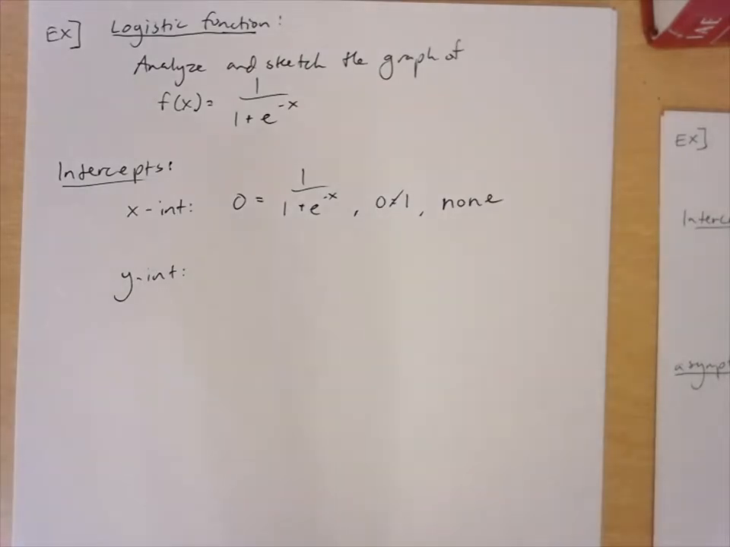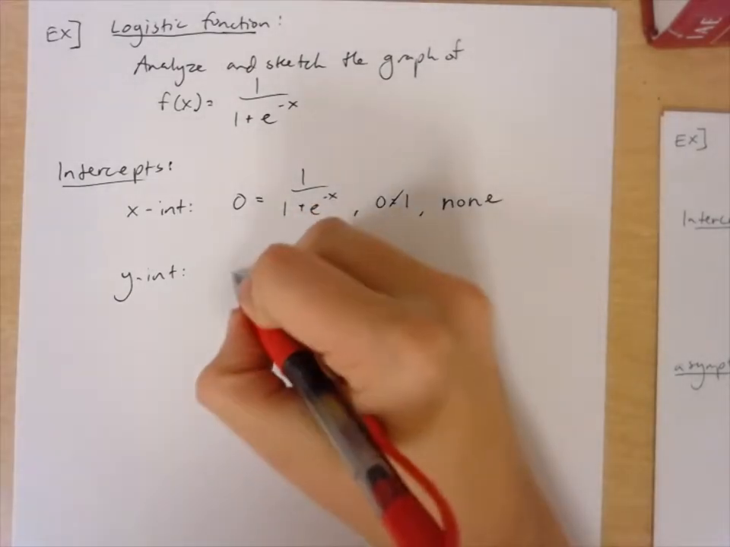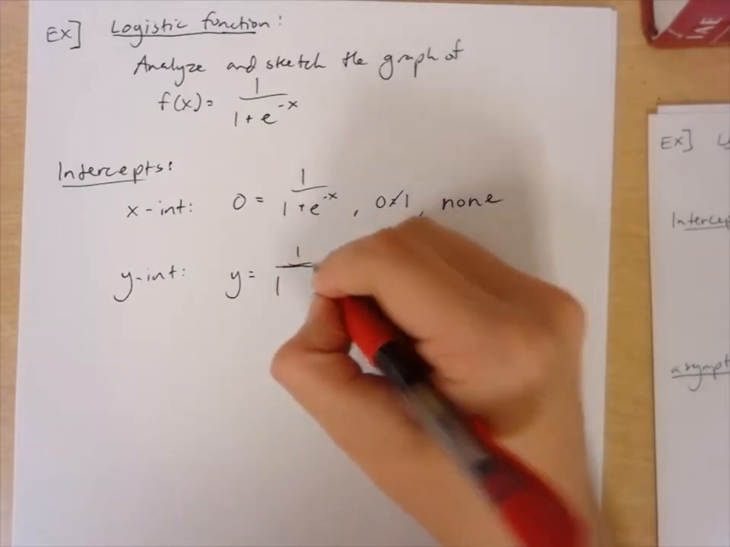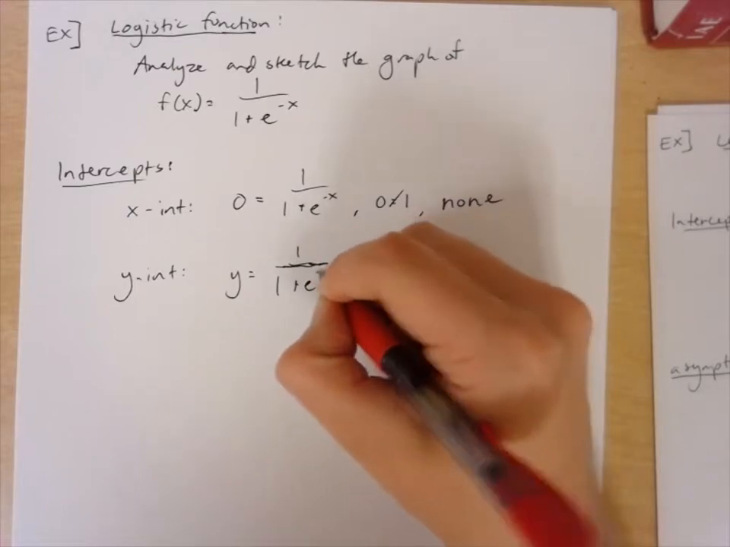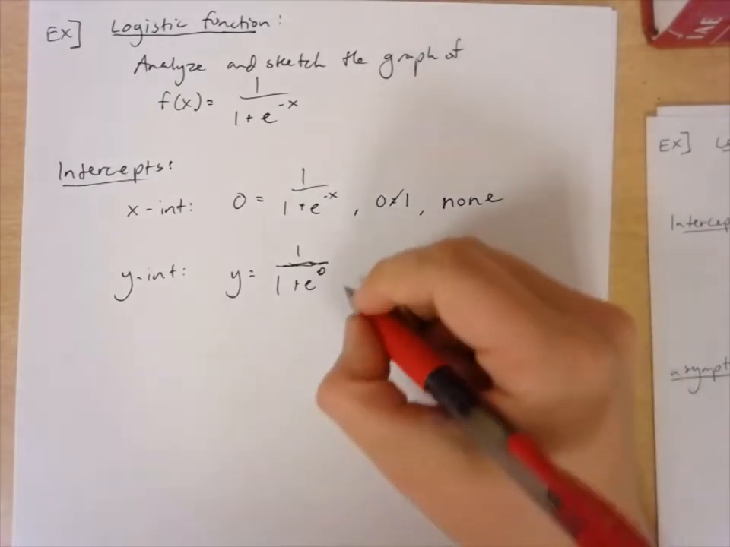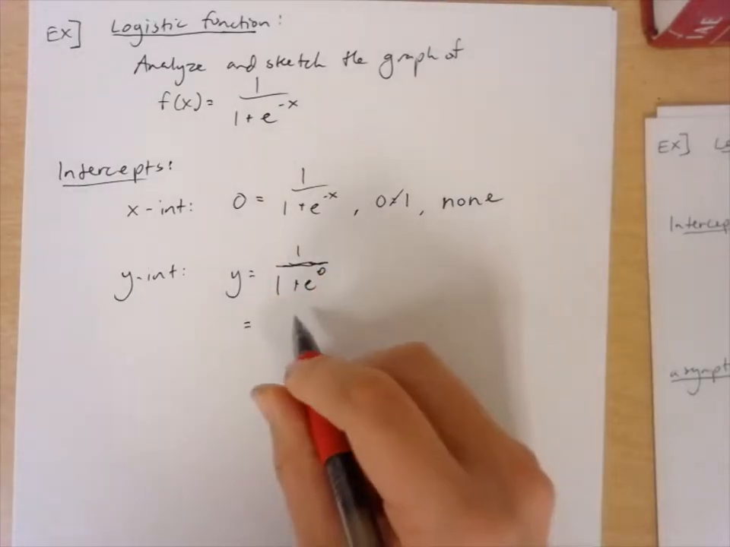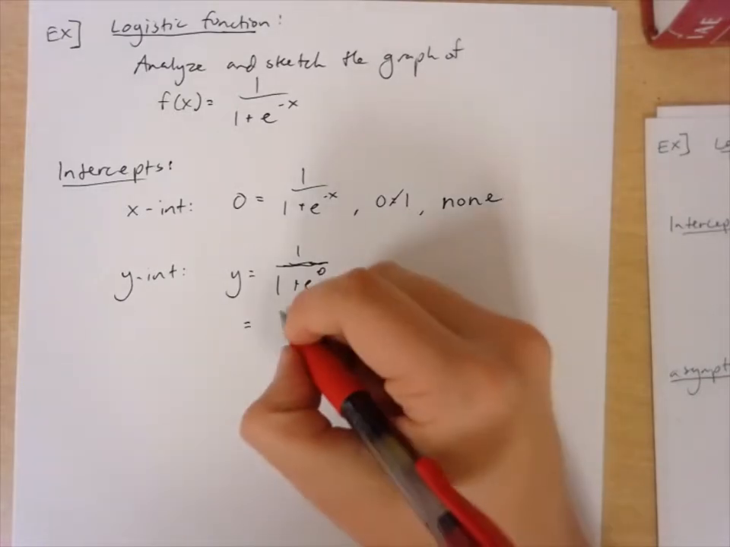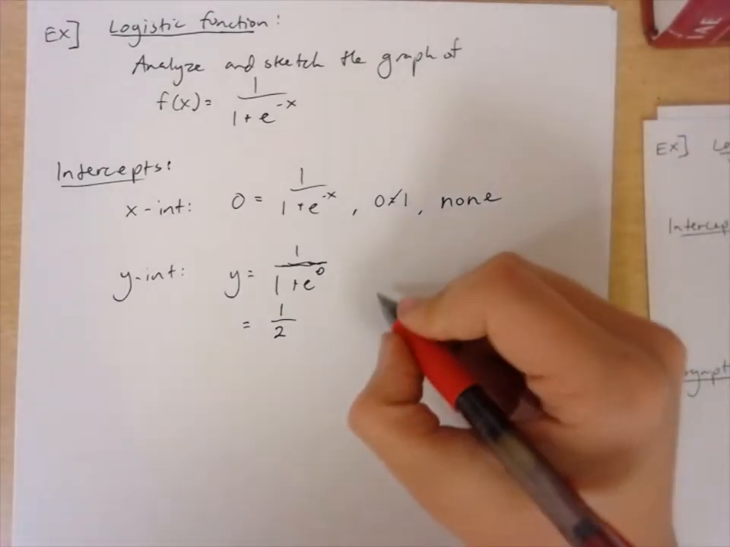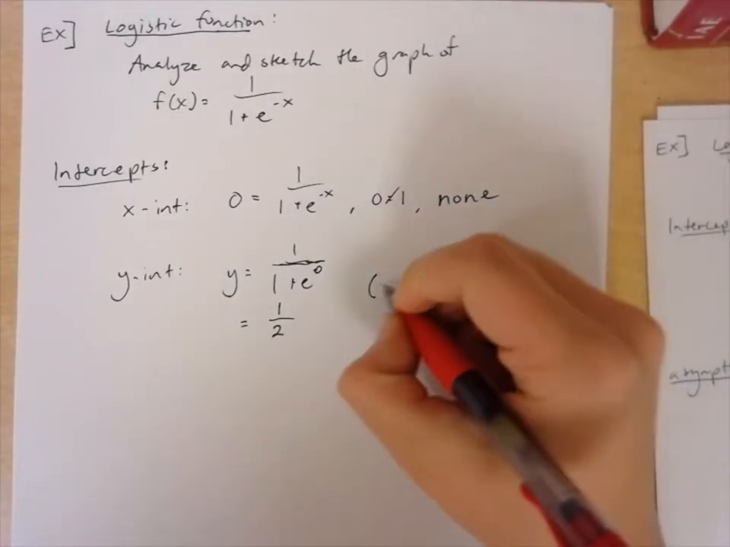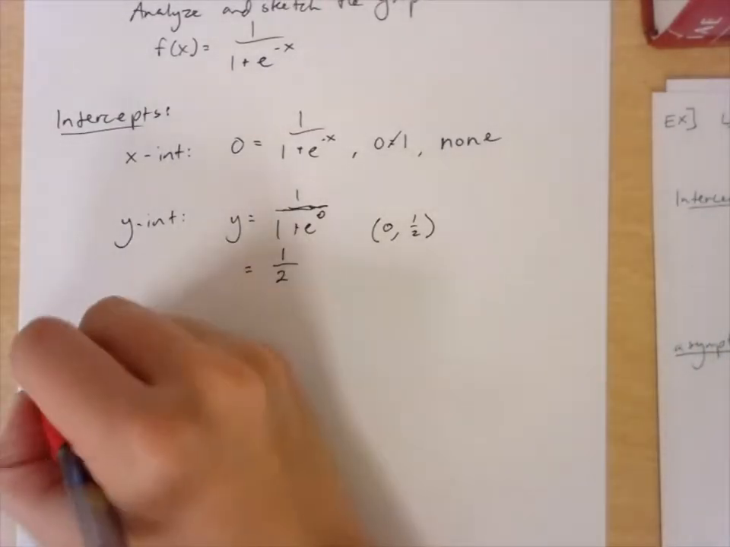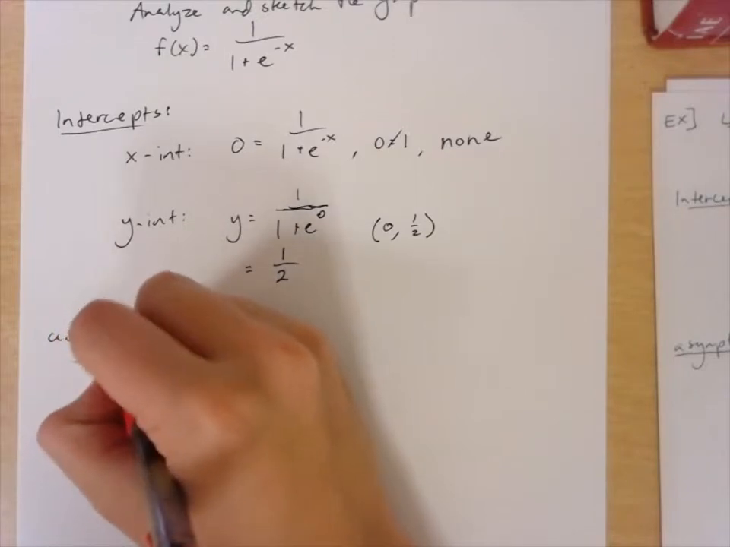Let's look at our y-intercepts. Remember, y-intercepts happen when we set x equal to 0 in our function. So we have 1 over 1 plus e to the negative, and then I just have 0 in there, so I'm just going to write 0, e to the 0. Remember that anything to the 0 power is just 1, so I really have 1 over 1 plus 1, or 1 over 2. And so I have a y-intercept at the coordinate 0, 1/2. Cool, cool. All right, let's talk about those all-important asymptotes.